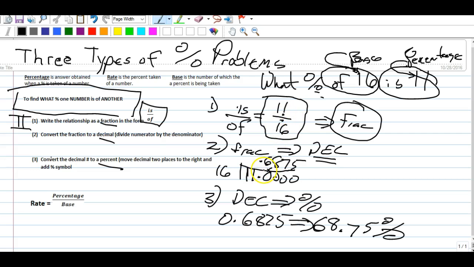And that gives you a decimal number. But a decimal number is not a percent. So change that decimal number to a percent by moving the decimal 2 places to the right, which we've done previously.